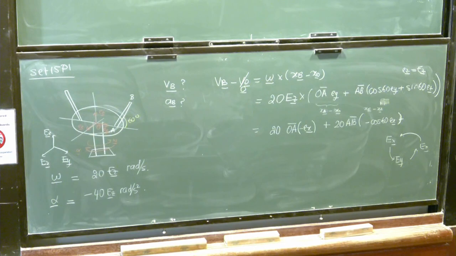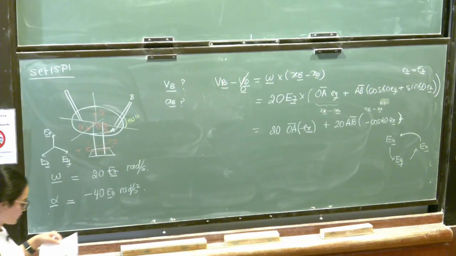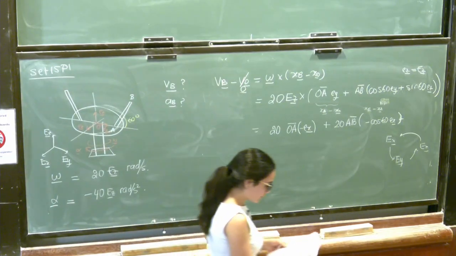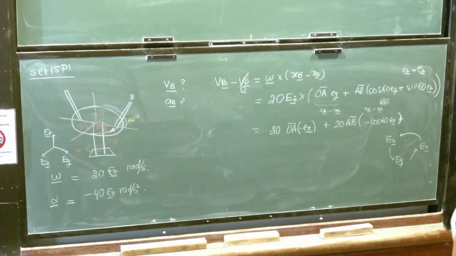Okay, take 2 minutes and solve for the acceleration of point B with your neighbor quickly, and then we move on to another problem. Take a minute, solve for the acceleration of point B, and the final answer is there. So if you don't get there in 2 minutes, let me know.